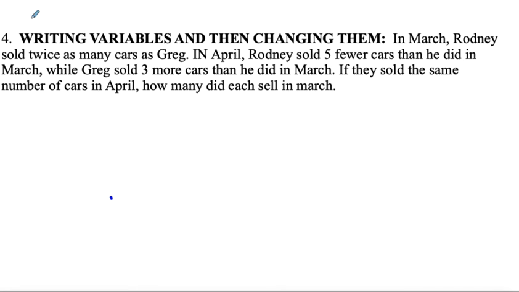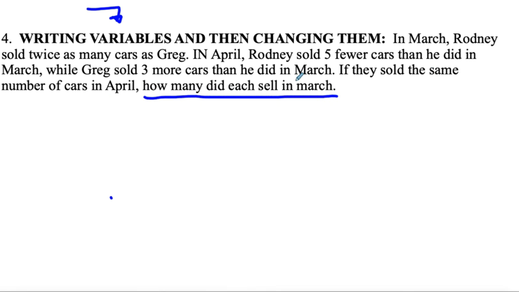Sometimes when you get into harder problems, you have to actually write the variables and then change those variables. So what I mean is, it says, in March, Rodney sold twice as many cars as Greg. In April, Rodney sold 5 fewer cars than he did in March, while Greg sold 3 more cars than he did in March. If they sold the same number of cars in April, how many did each sell in March?